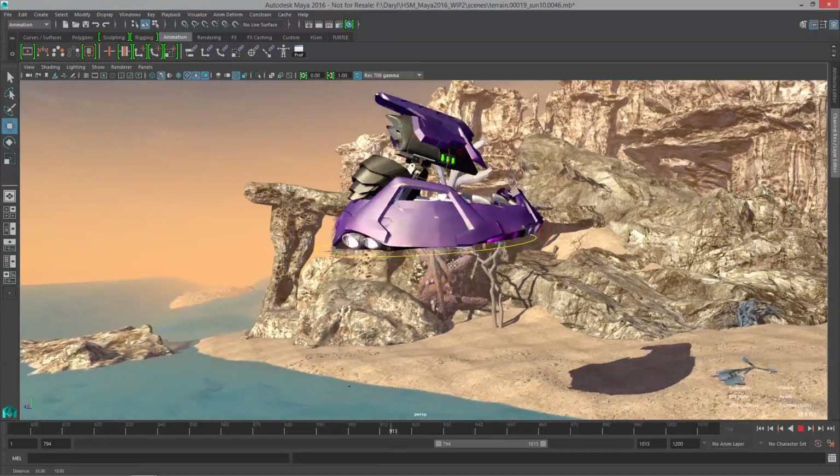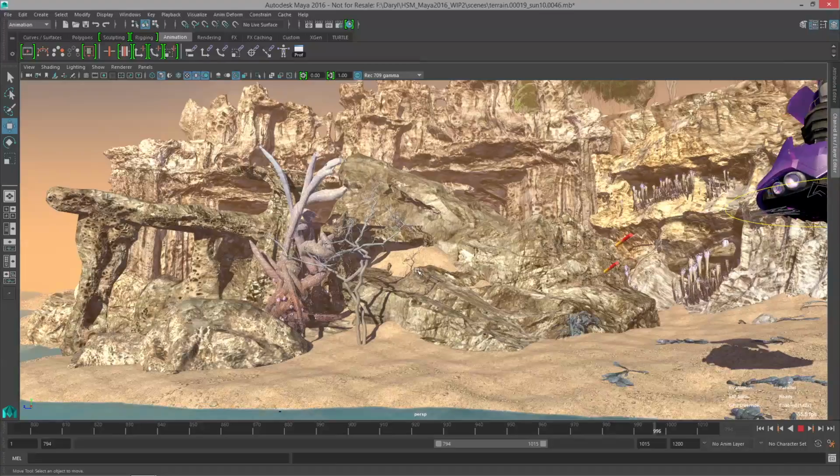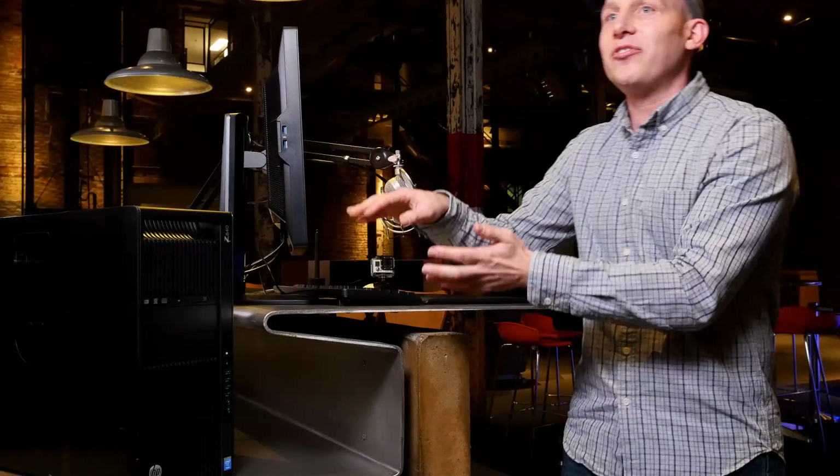So that's really what parallel rig evaluation inside of Maya 2016 is all about. Taking your workstation and efficiently using all those resources.